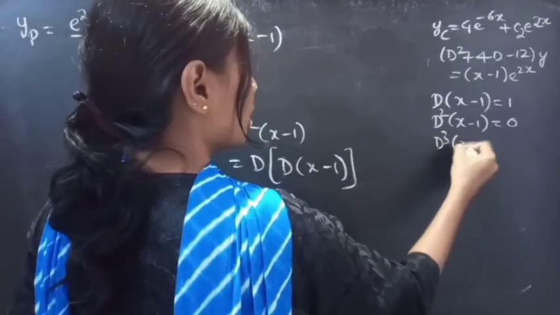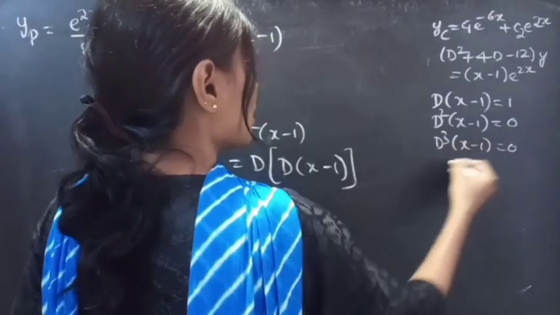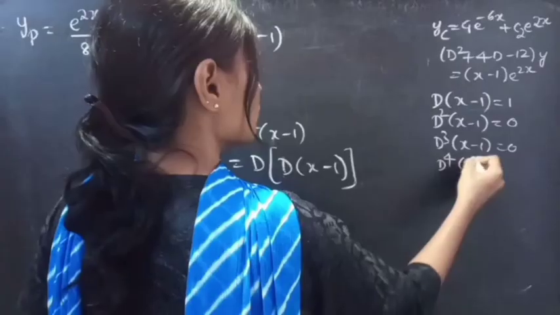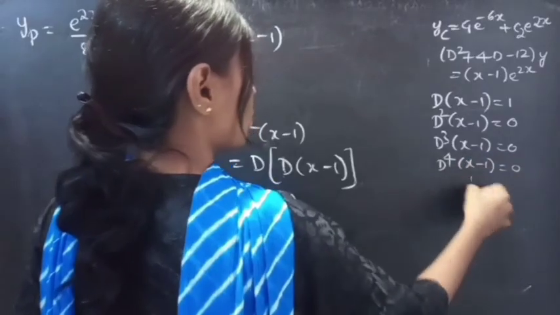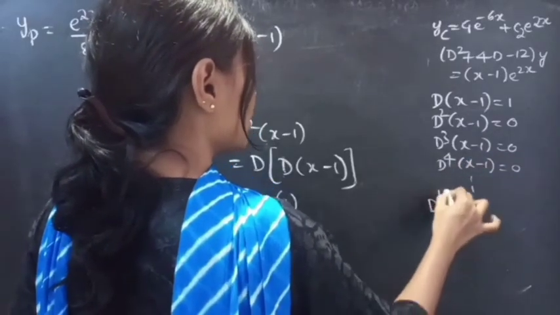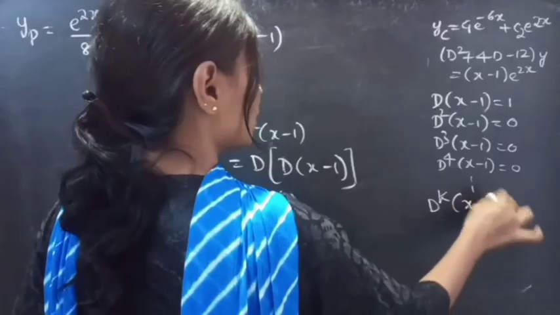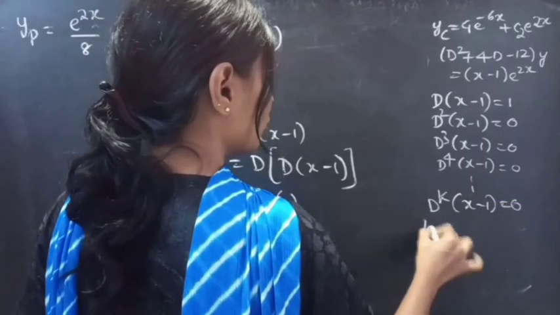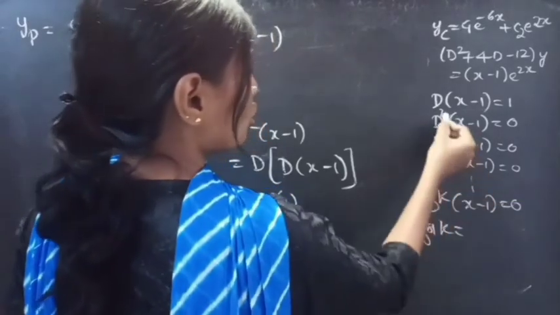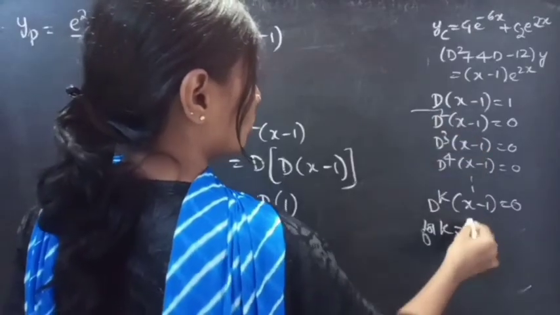Likewise, D cube of x minus 1 is 0. And D power 4 of x minus 1 is 0. And so on, right? In general, we can write it as D power k of x minus 1 equals 0 for k equals 2, 3 and so on.